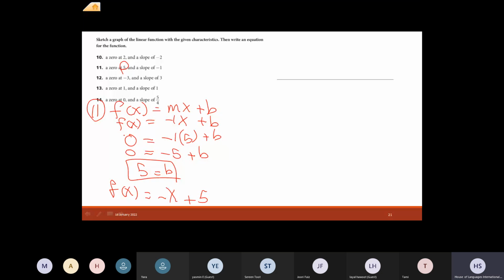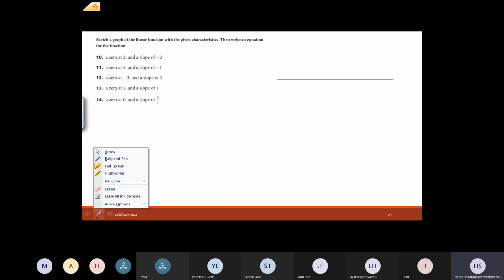Let's try number 12. Do you have any questions? Ranim, is it very clear? So Amar, how is everything clear without writing? Can you tell me? Okay, number 12 now, and then I want to summarize the lesson.